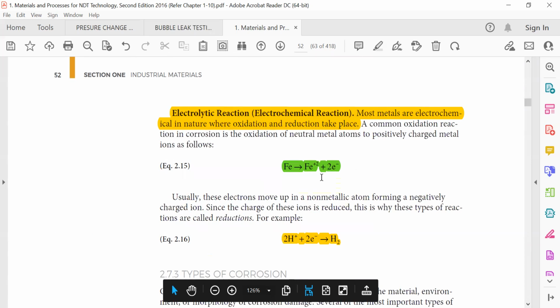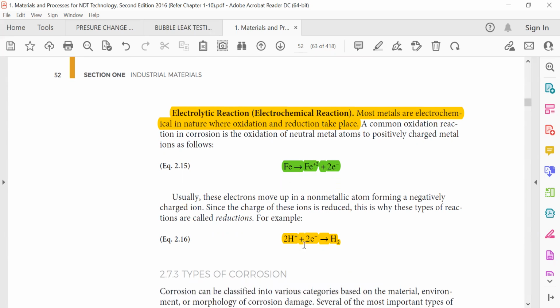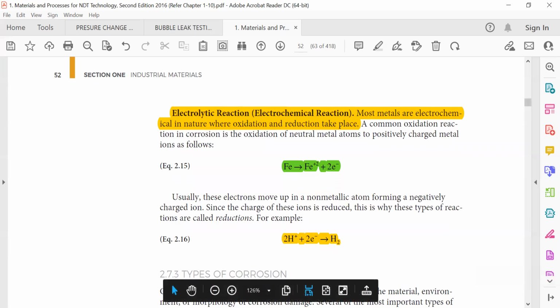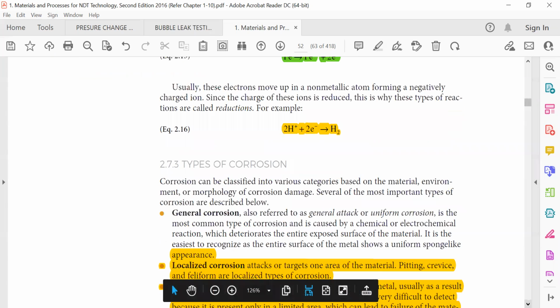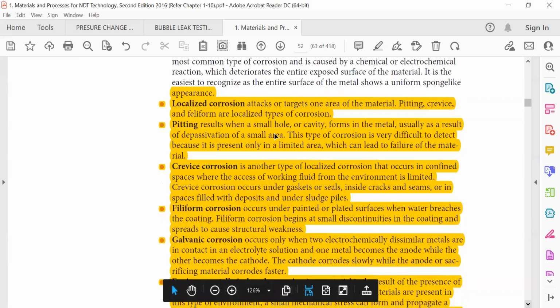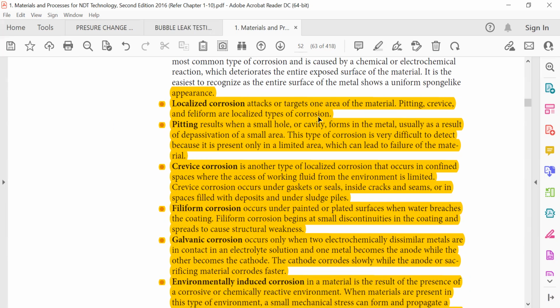Electrolytic reaction: Fe gives Fe2+ plus 2e-, then 2H+ plus 2e- gives H2. So this is the main cause behind corrosion of steel. There is localized corrosion, pitting, crevice corrosion, filiform corrosion, galvanic corrosion. So what is localized corrosion? It attacks a target area of the material; pitting, crevice and filiform are localized types of corrosion.